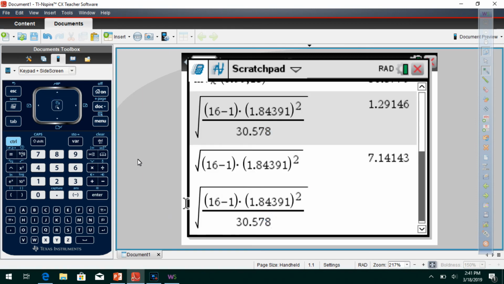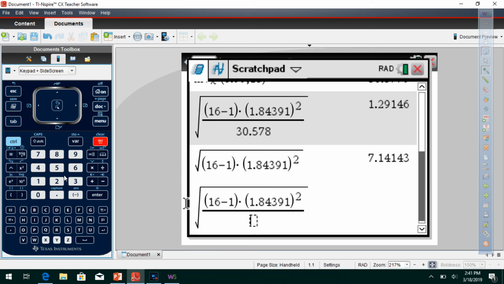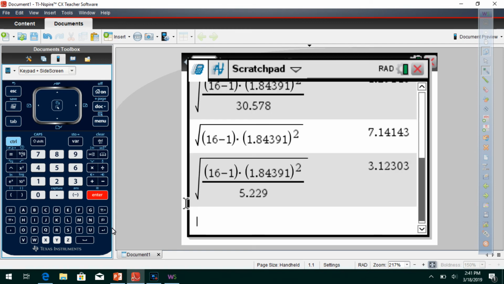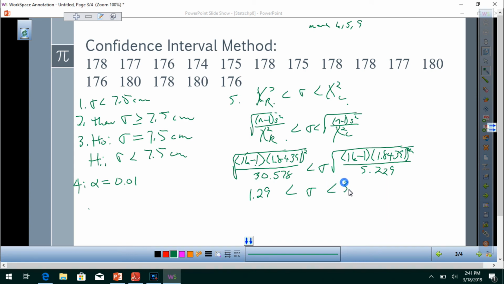I'll just go up here and grab that. And then we'll go in here. 5.229. It usually works pretty good for me. 3.123. So we got this less than 3.123, I believe it was. Yeah. All right. That's 3.12. We'll just leave it there. All right. 7.5 does not fall in there. So again, we will reject the null hypothesis. 6, 7, reject the null hypothesis because 7.5 does not fall inside the confidence interval.